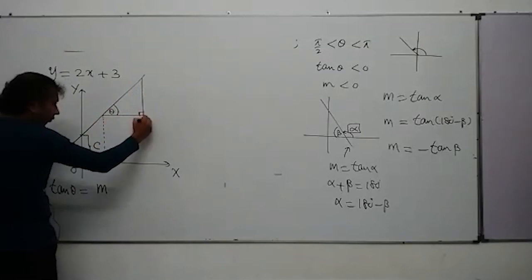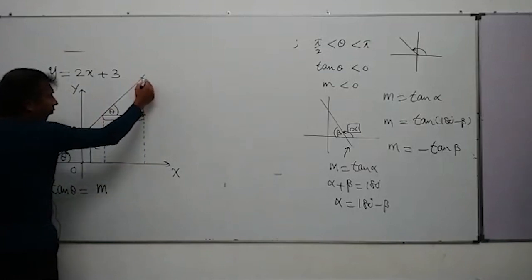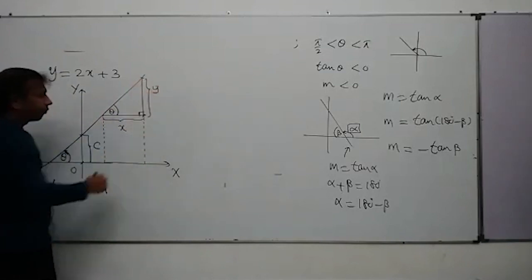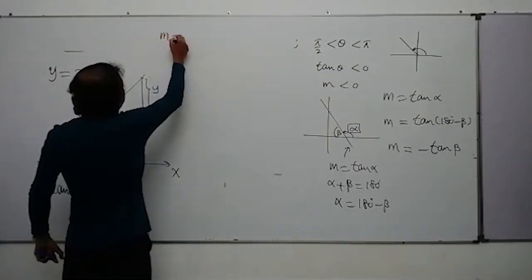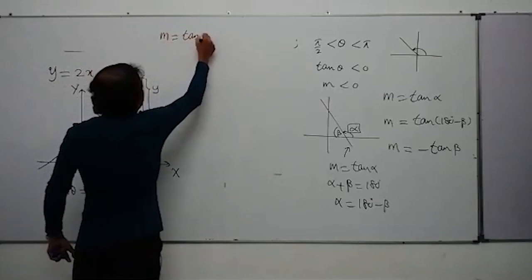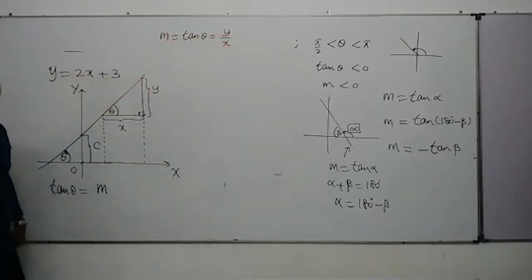Now you can see, if we take this gap as x and this gap of the height as y, you can write tan theta. It is the gradient, no? Gradient equals tan theta equals y upon x. What do you mean by this y upon x?